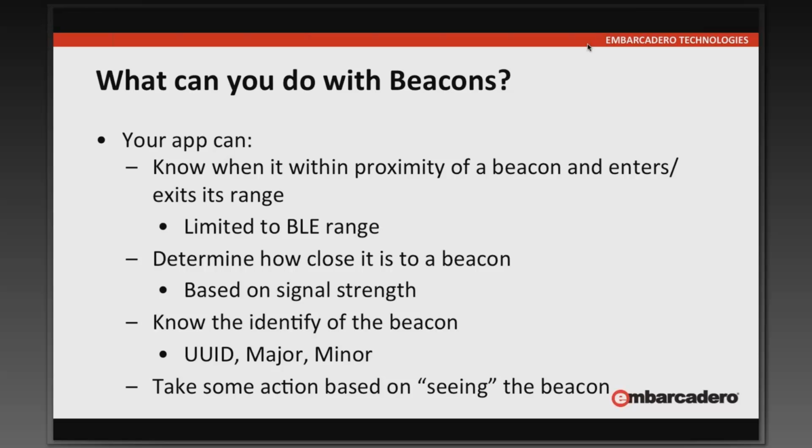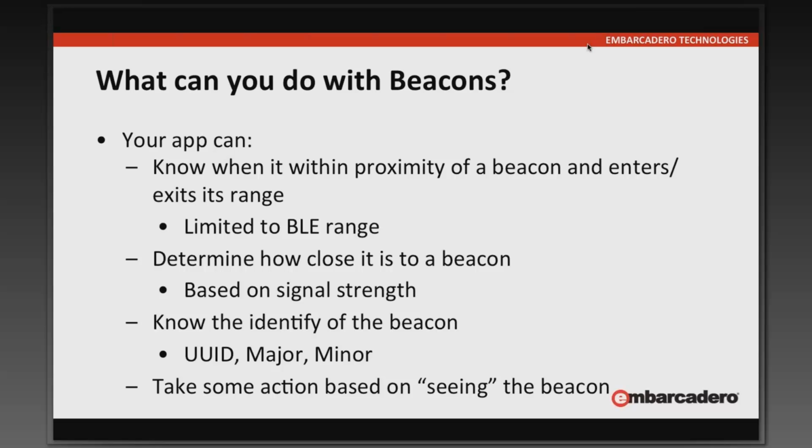And so that's the second one. You can determine how close you are to that beacon. You can know the identity of the beacon. And this is done again through that small data packet that it sends with the UID, major and minor. And based on this information, you can take some action based on seeing the beacon. This is generally up to the programmer now to say, okay, I can see a beacon, what do I do? What do I do with this information?